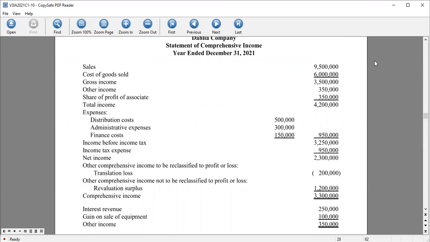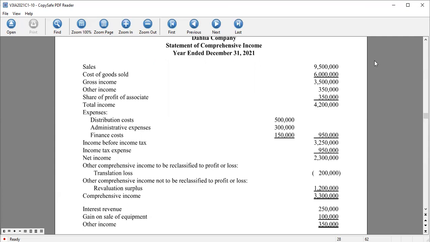So we have sales, we deduct cost of goods sold, we have the gross income or gross profit, then we add other income and share of profit of associate, we have the total income, then we have the expenses, including distribution costs and administrative expenses and finance costs. So we have the income before income tax. Finally, we deduct the income tax expense, and finally, the net income.